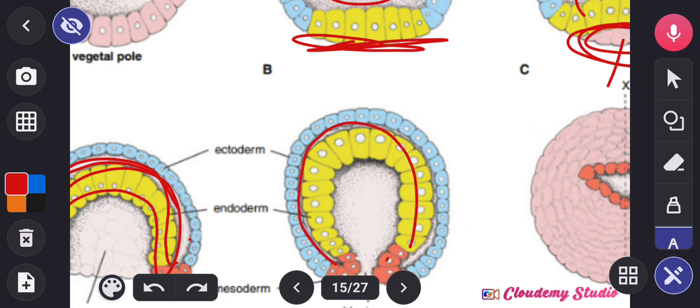You now see that we now have a very small remnant of the blastocele that was present initially due to the what? Due to the infolding. You understand? Due to the infolding of cells during gastrulation.